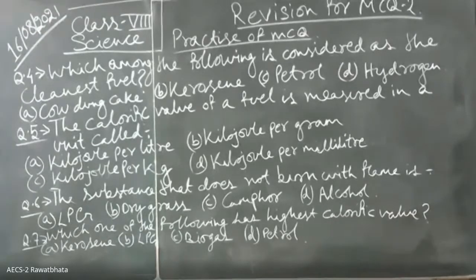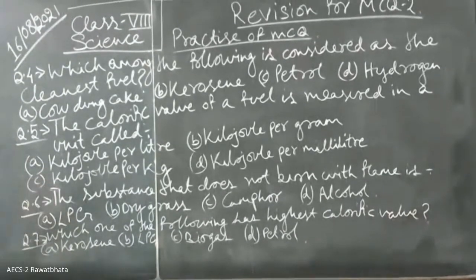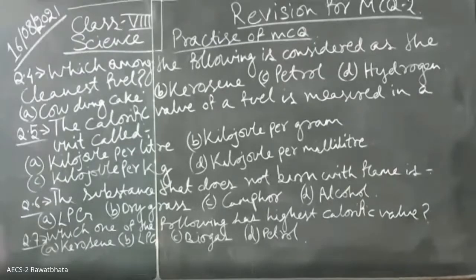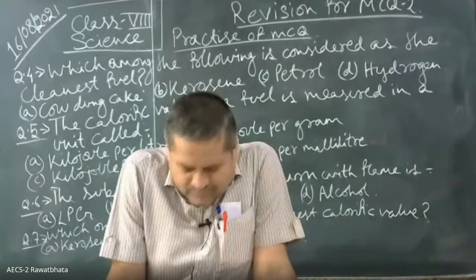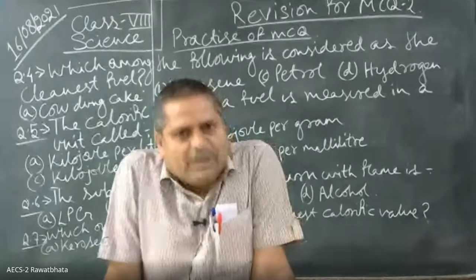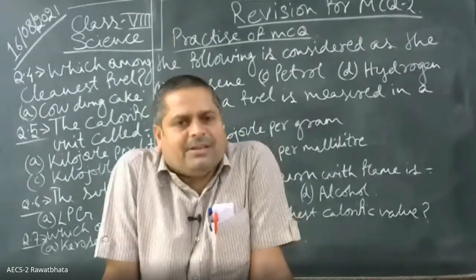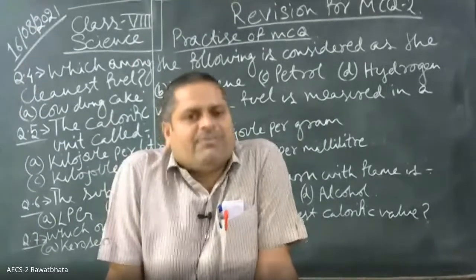Okay, Jia Patil, you answer. Read the question and then answer. Which among the following is considered as the cleanest fuel? A, cow dung cake; B, kerosene; C, petrol; D, hydrogen. The correct answer is hydrogen. Hydrogen is the cleanest fuel because when it burns in air, it produces nothing but water vapor. It does not leave any residue behind. It can be easily transported through pipes. So it is a clean fuel.